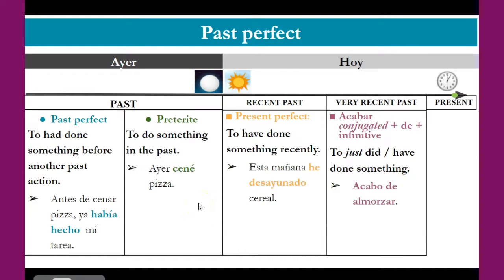Okay, so we have seen in this week the present perfect. When we want to talk about a very recent past event, something that just happened, then we don't use the present perfect in Spanish, though in English we do. In Spanish we use acabar conjugated in the present tense plus de plus an infinitive. Then when we're talking about a recent past event, from the speaker's point of view, we use the present perfect.